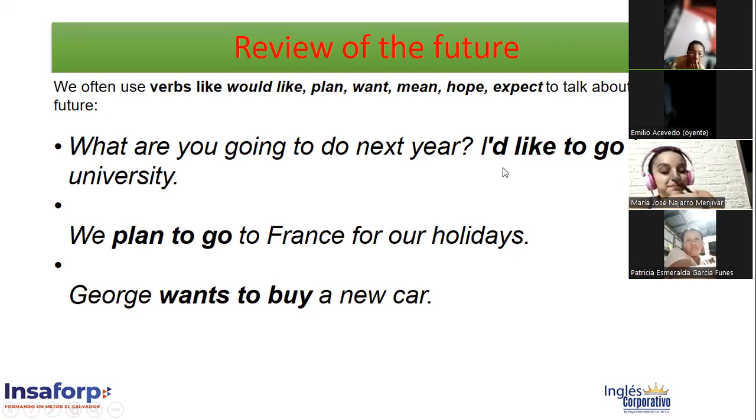I would like to go to the university. I would like to travel to Brazil. I would like to learn a new language. We plan to go. We plan to study hard. We plan to find a new job. We plan to start a business. George wants to buy a new car. She wants to buy a new house. You want to finish the course, right? So these are, as you can see, these verbs.